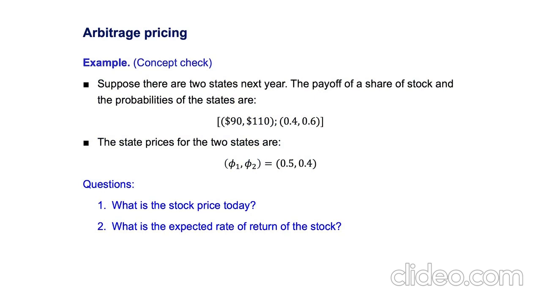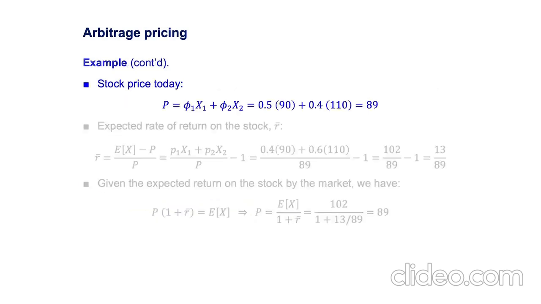1. What is the stock price today? 2. What is the expected rate of return on the stock? The stock price today can be computed easily. P should just equal phi 1, the state price for state 1, times x1, the stock's payoff in state 1, plus phi 2 times x2. Plug in the numbers, it gives us 0.5 times 90, the stock's payoff in state 1, plus 0.4 times 110. That gives us 89 as the current price of the stock.